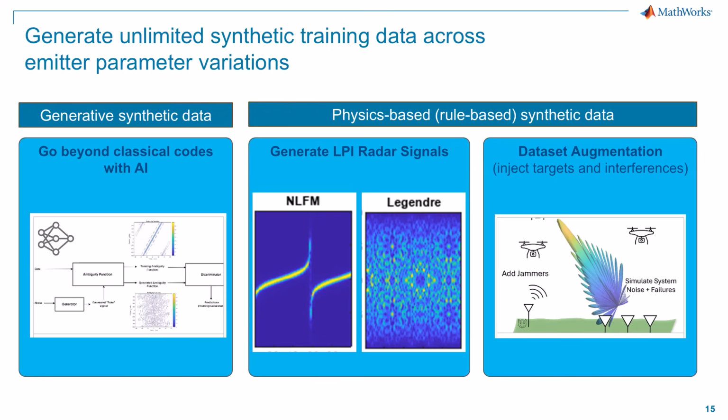This solves the fundamental labeled data problem. You generate unlimited training examples for signals you've never intercepted, including hypothetical future threats at any SNR with realistic interference conditions.